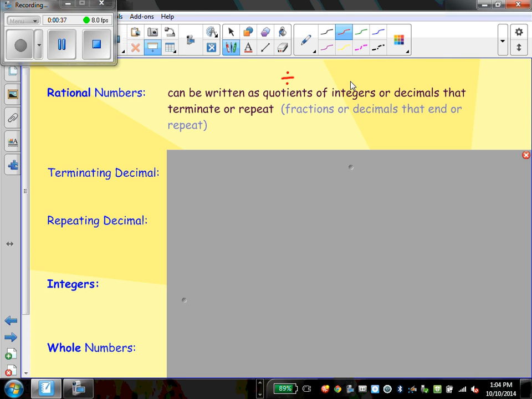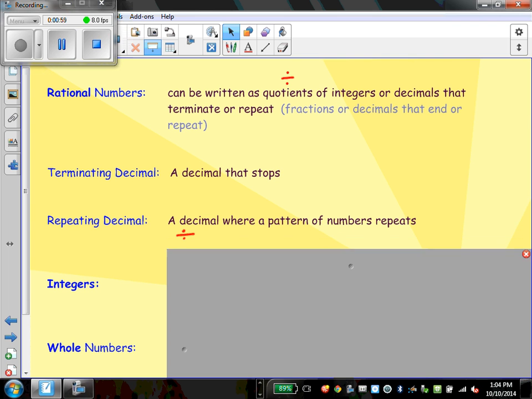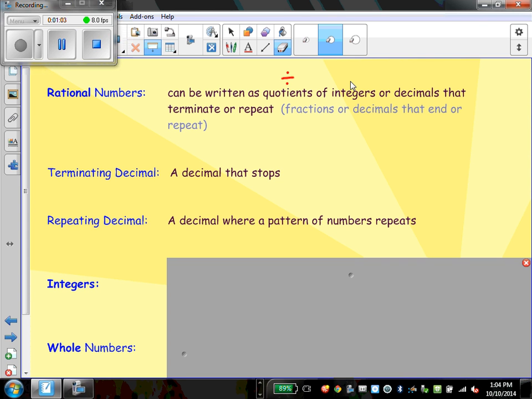Also, rational numbers are decimals that either terminate or repeat. So, to clarify here, a terminating decimal is one that stops. To terminate means to end. So your decimal is going to have an ending point. It won't be going on forever. A repeating decimal is when we have a pattern of numbers that are going to cycle through or repeat.